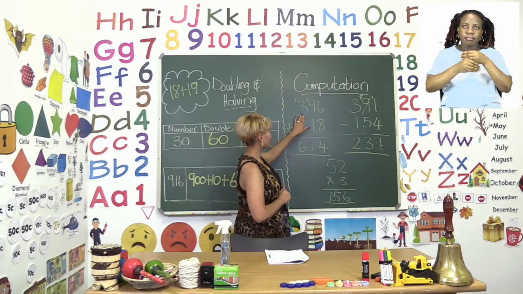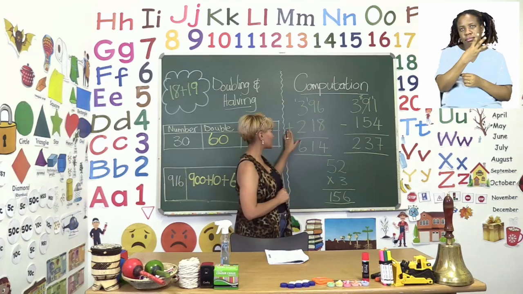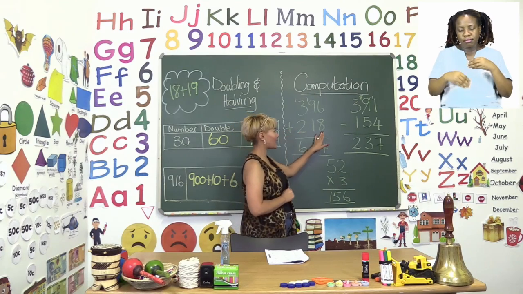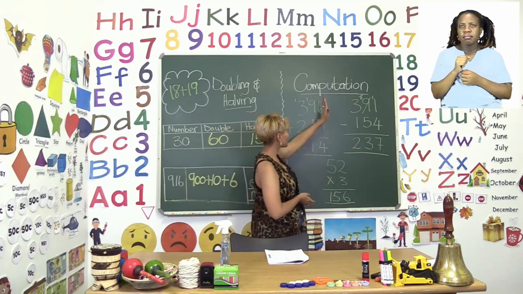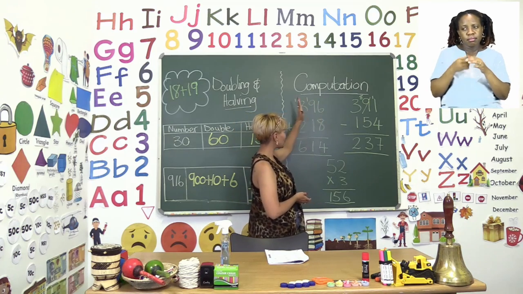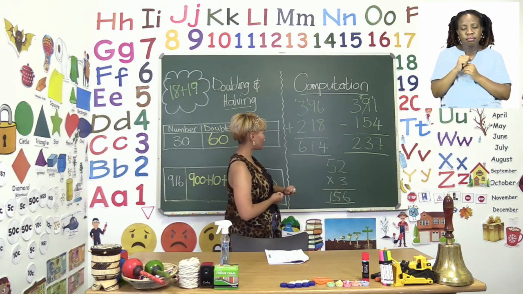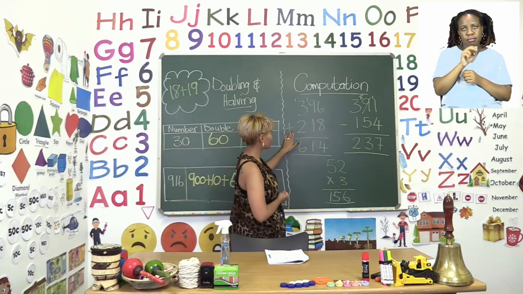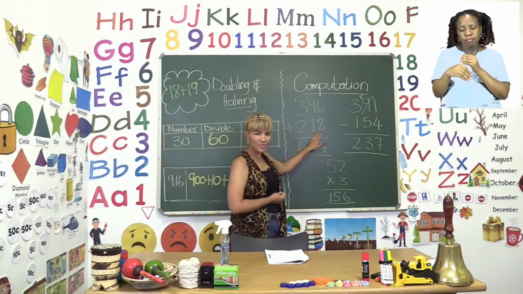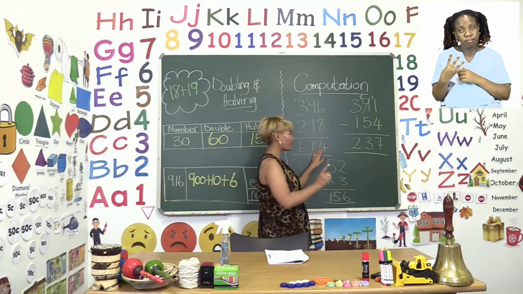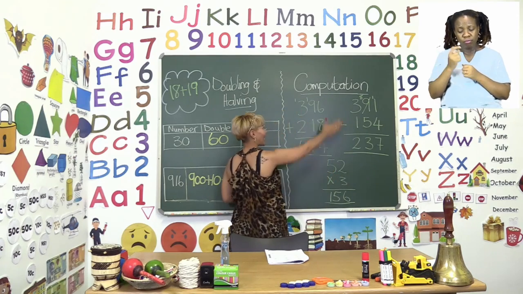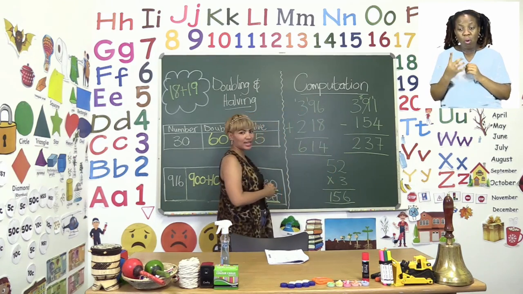Now, the first sum is an addition sum, or we also say it is a plus sum. So the first number is 396 plus 218. So how do we do this, boys and girls? Remember, we start with our units, tens, and then move over to the hundreds. So here we say 6 plus 8. How much is 6 plus 8? It is 14. Now remember, once again, you write down your units and you carry over your tens.